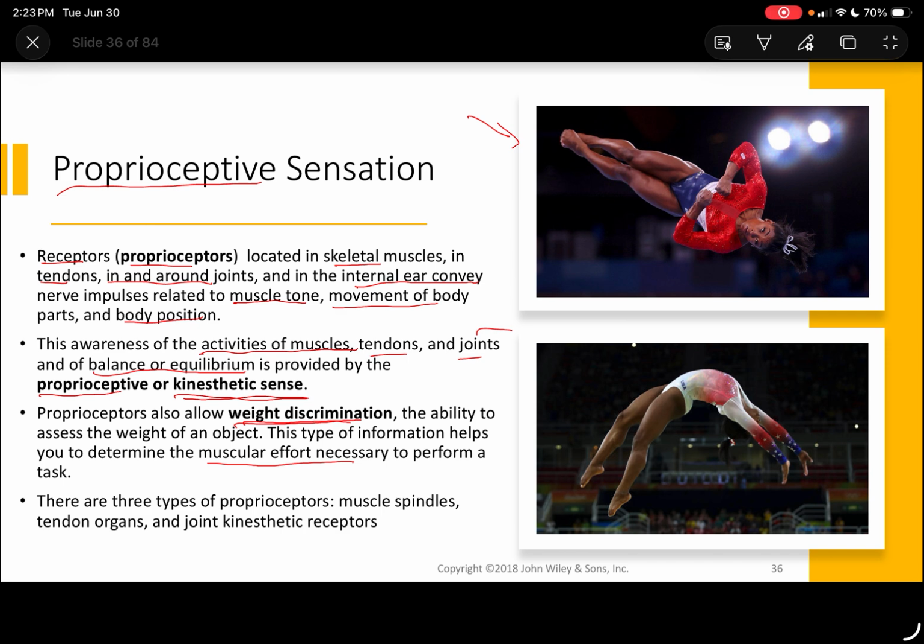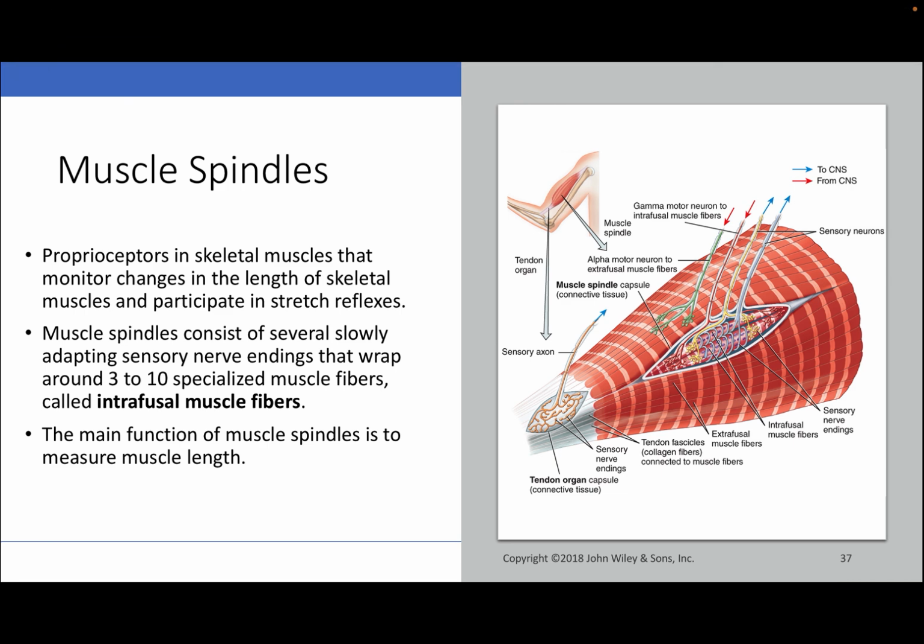We have 3 types of proprioceptors. We've got our muscle spindles, we've got our tendon organs, and we've got our joint kinesthetic receptors. So, starting with our muscle spindles, these things are going to be found within the actual skeletal muscle, and these are going to monitor changes in the actual length of that skeletal muscle, and they're going to play a role in those stretch reflexes.